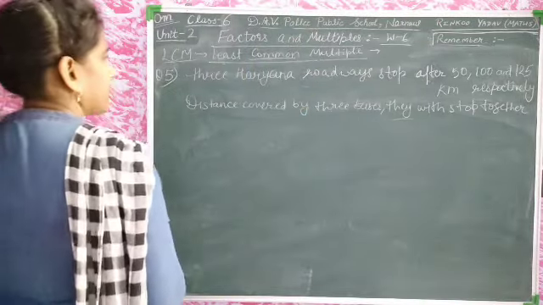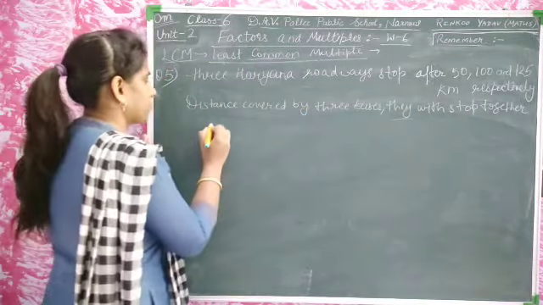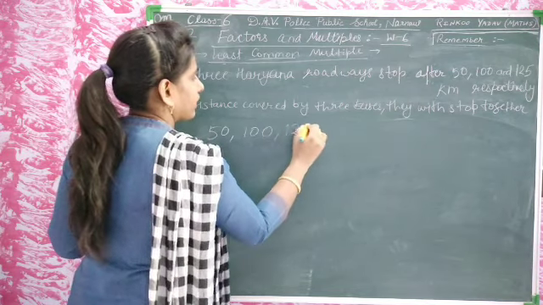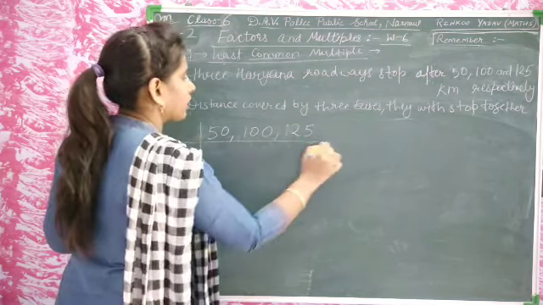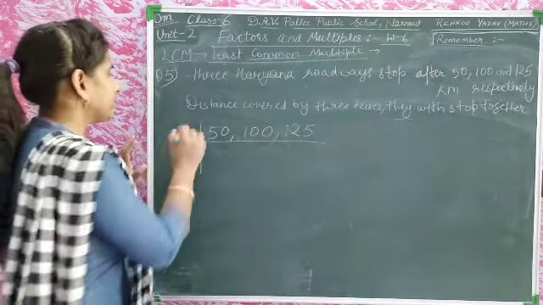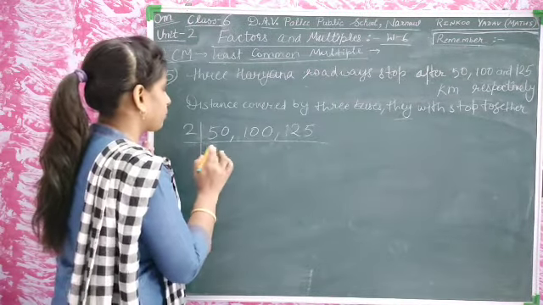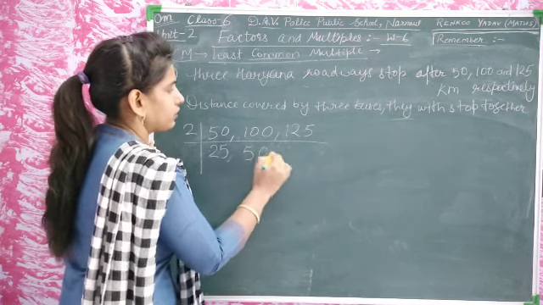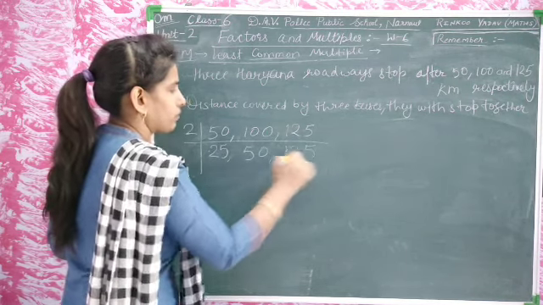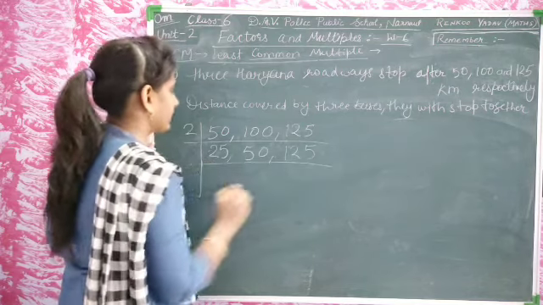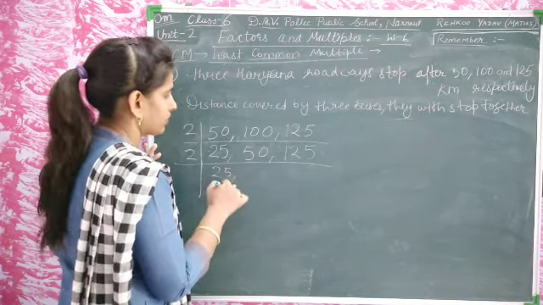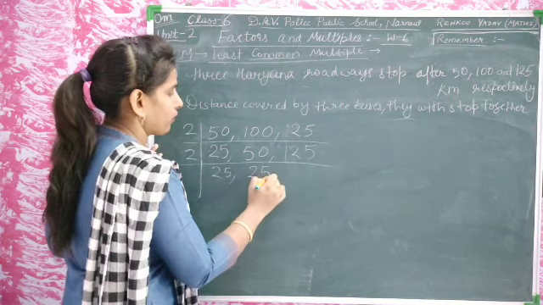We have to find the LCM of these three numbers: 50, 100, 125. First it will be divided by 2. 2 twos are 4, 2 fives are 10, 2 fives are 10. 125 is not divided by 2, so it is written as it is. Now it is divided by 2 again. 25 is not. 2 twos are 4, 2 fives are 10.